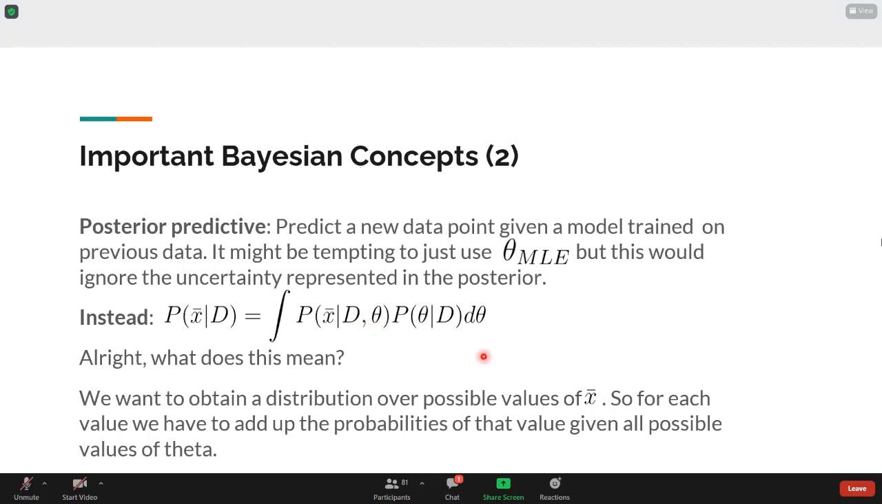Are there any questions about that? Was that clear? How the computation works here? I don't think there are any questions in the chat, so let's continue.